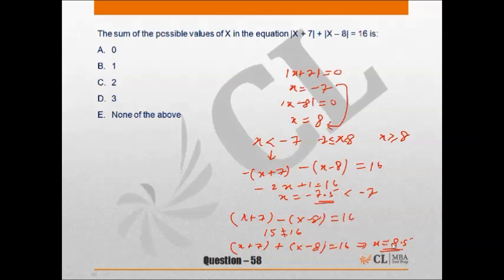So we have got two different possible values of x, and these are minus 7.5 and 8.5, and we have to find the sum of these two values. So the required sum is minus 7.5 plus 8.5, which comes out to be 1. Therefore option B is the correct answer.